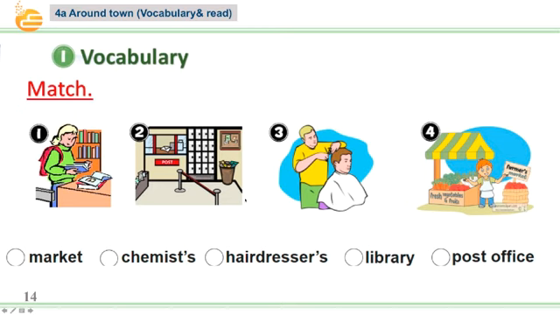Match. Which is which? Okay, number one, two, three, four pictures. And we have a market, chemist, hairdresser, library, and post office. Let's do it together, everybody. Where's the market? Number one or two or three or four? Of course, it's number four. This is the market. Okay, the chemist. Where is the chemist? There's no chemist here. So, let's go to the hairdresser. Hairdresser, of course, number three. Okay, good. Where's the library? Look at this girl. She's reading a book. So, of course, number one is the library. And what is this place? The post office. Okay, this is number two. Good.